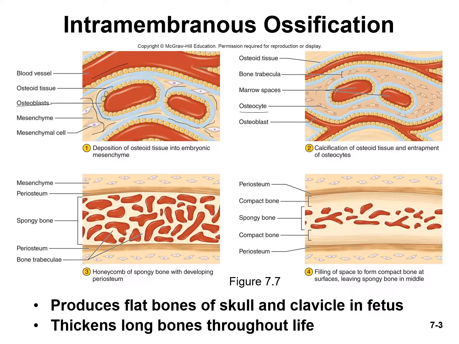And an osteocyte, that literally just means bone cell. So this is the mature bone cell that is within the calcified matrix. The third step is you have this honeycomb of spongy bone with developing periosteum. Periosteum will be that outer connective tissue sheath around bones. And then finally, filling of the space to form compact bone at surfaces, which leaves the spongy bone in the middle, which is depicted here. So that is intramembranous ossification.